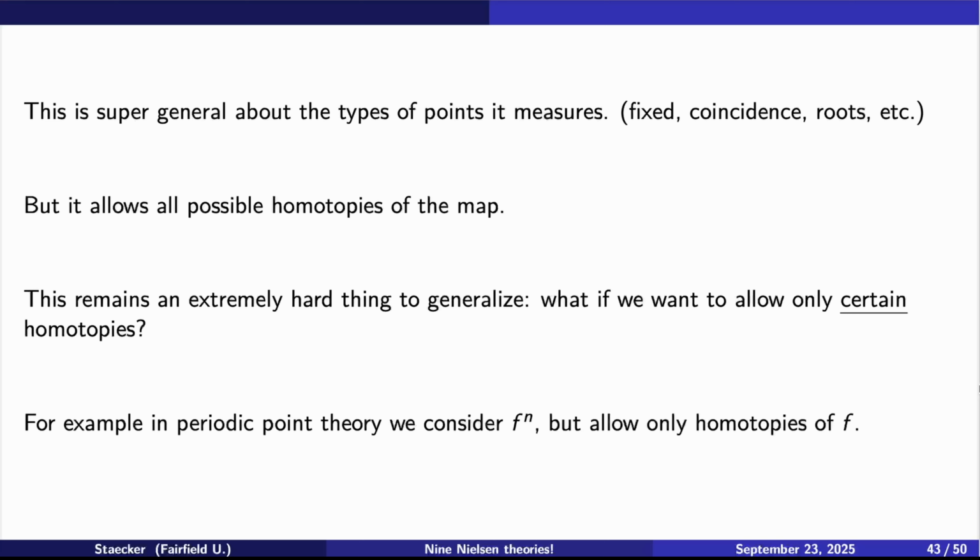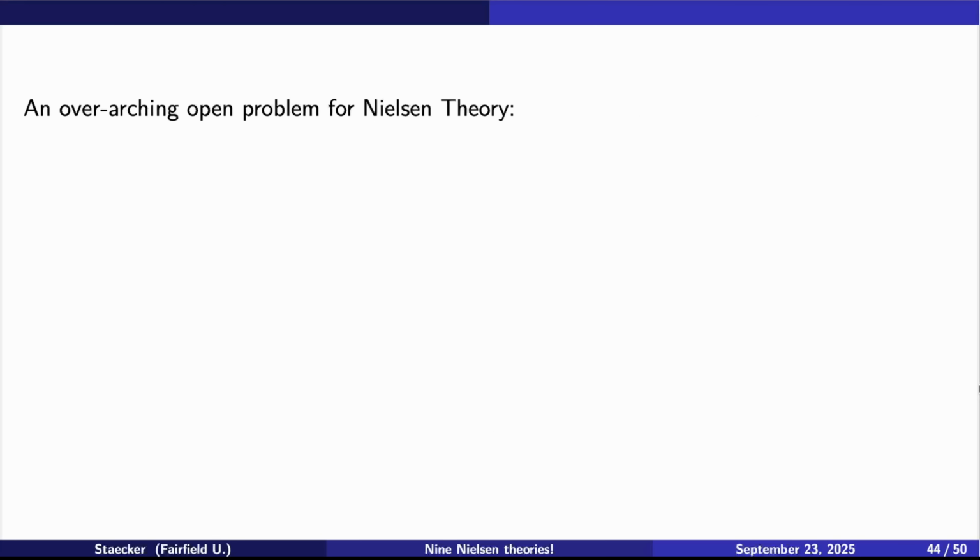And this is the major issue in the periodic point theory. Remember I said we're basically looking at the nth iterate, but we don't want to allow all homotopies of the nth iterate, only the ones which come from homotopies of the original map f. So the general question in Nielsen theory of considering some but not all of the homotopies is actually very difficult and not well understood in general. So I would describe this as an overarching open problem for Nielsen theory.